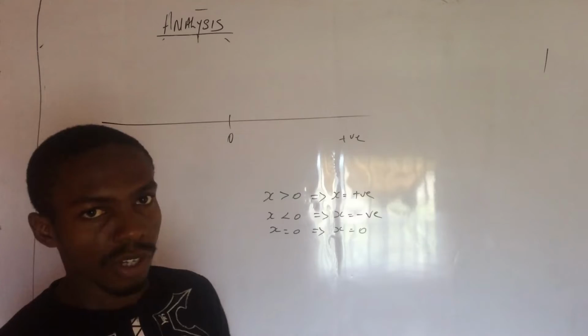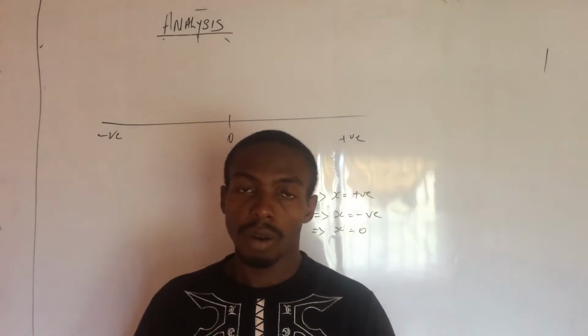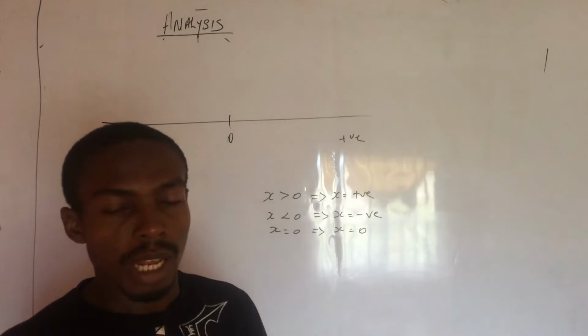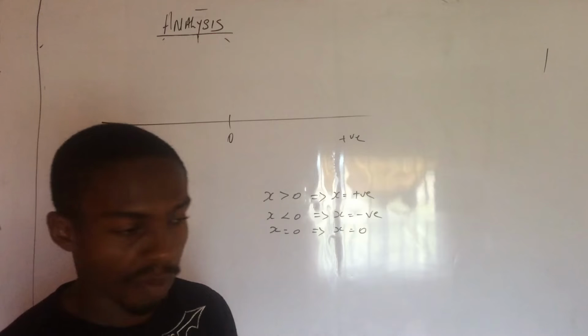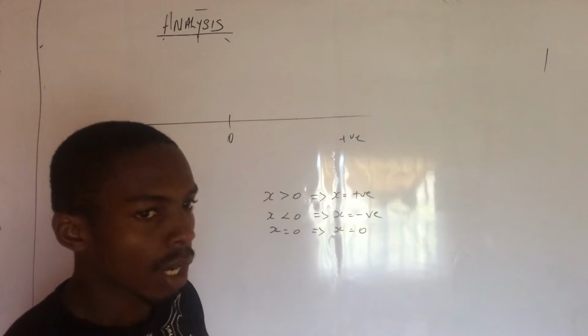I want to ask you a question again. Is 0 a positive number or a negative number? The answer is that 0 is not a negative number and is also not a positive number. 0 is a neutral number.